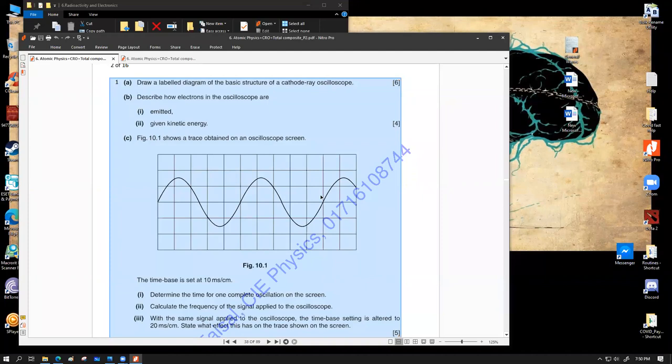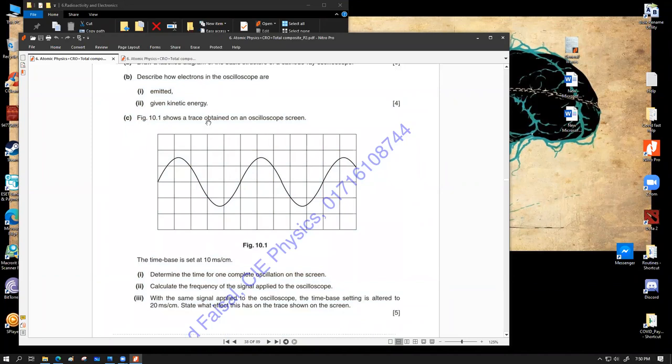Figure 10.1 shows a trace obtained on an oscilloscope screen. The time base is set at 10 milliseconds per centimeter.